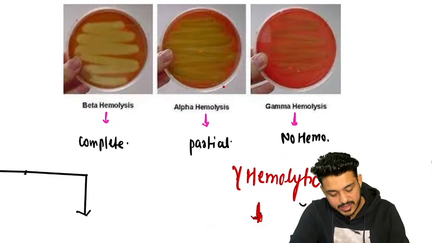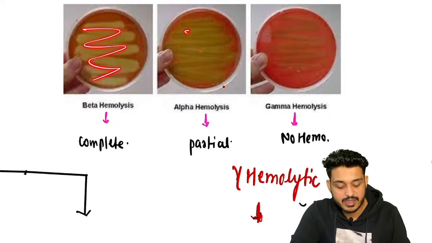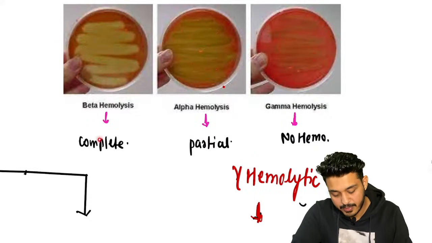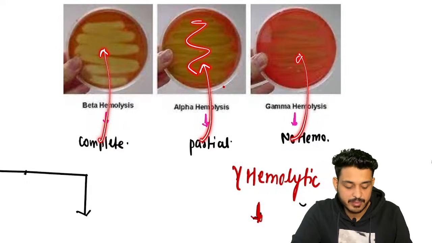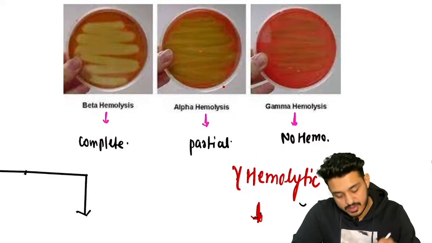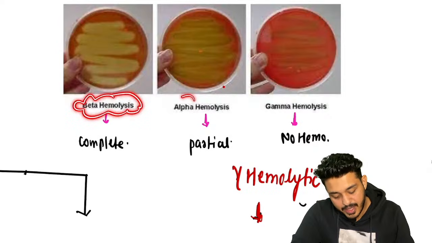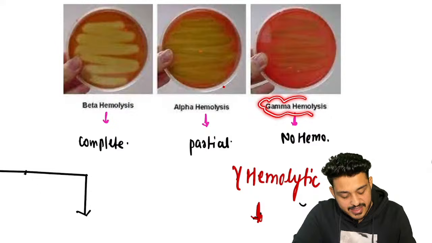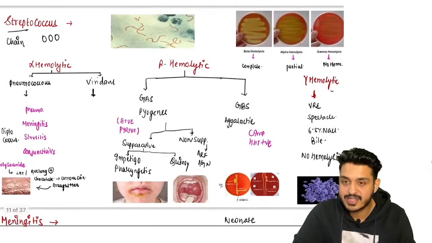This agar is known as what? Blood agar. This agar that you can appreciate, with the solidifying agent, is known as blood agar. When you make a line here, you identify what kind of hemolysis we are seeing. Here you can appreciate complete hemolysis, here partial hemolysis, and here no hemolysis. Complete hemolysis is beta hemolysis, partial we are going to call alpha hemolysis, and no hemolysis is known as gamma hemolysis. So on the basis of this hemolysis, we are dividing these bacteria.